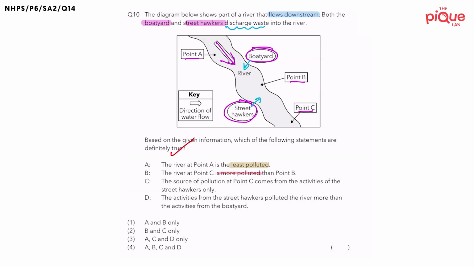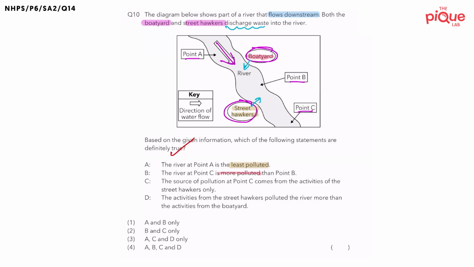So what do I ask my students to do? I'll get them to take out highlighters. Everyone, can you take out highlighters of 2 colors? And in this video, I'm going to use red color for boatyard, orange color for street hawkers. And these colors represent the waste that's discharged from boatyard and street hawker respectively.